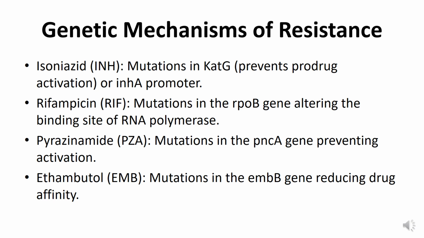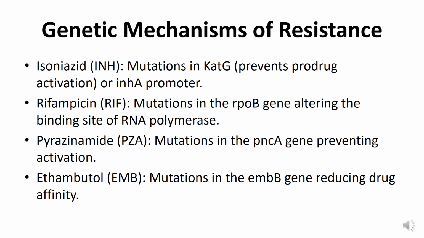Now let's consider pyrazinamide, or PZA. Like isoniazid, pyrazinamide is also a prodrug. It requires activation by the enzyme pyrazinamidase. This enzyme is encoded by the pncA gene. Mutations in pncA may prevent proper activation of the drug. Without conversion to its active form, pyrazinamide cannot generate pyrazinoic acid and therefore loses much of its antibacterial activity.